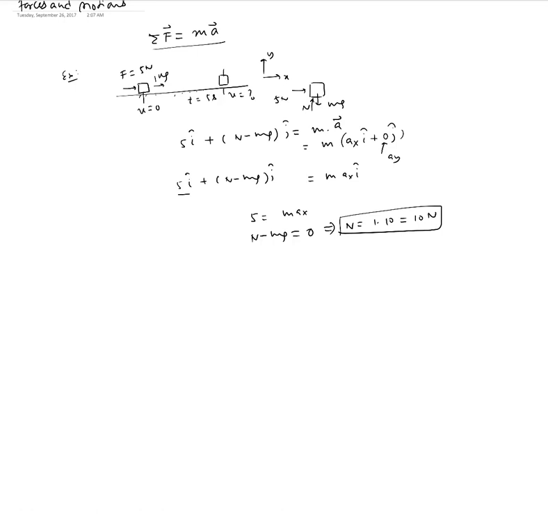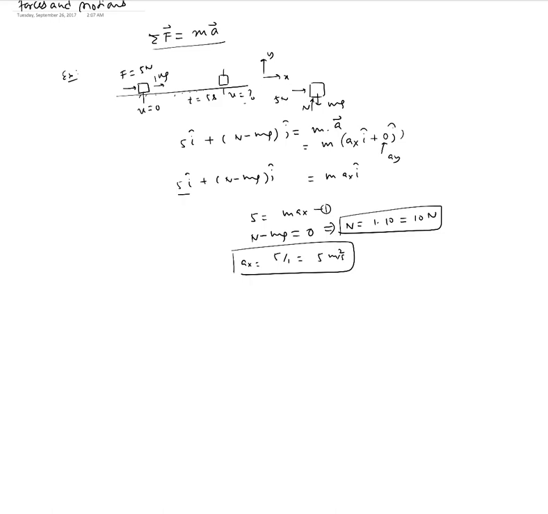Now let's look at our first equation. The first equation is a sub x equal to 5 over 1, so that's 5 meters per second squared. So we get the acceleration as 5 meters per second squared. And clearly it's a constant acceleration, which means that now we can use one of the Galileo's equations to find out what the velocity is.